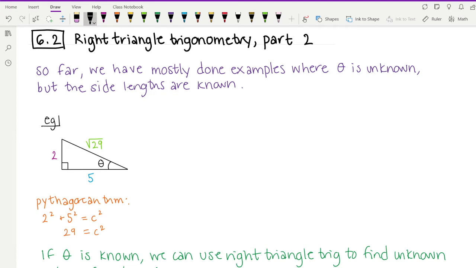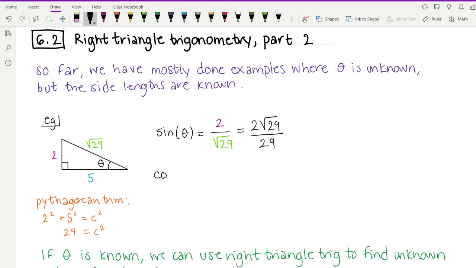That's just using the Pythagorean theorem. But once we have all three sides, we can go ahead and use the ratios that we introduced in our last video. In our last video, we learned that sine of an angle, if that is an angle within a right triangle, is going to be equal to the opposite side over the hypotenuse. So in this case, that's going to be 2 over the square root of 29. We can rationalize that by multiplying by square root of 29 over square root of 29, and we would get 2 root 29 over 29.